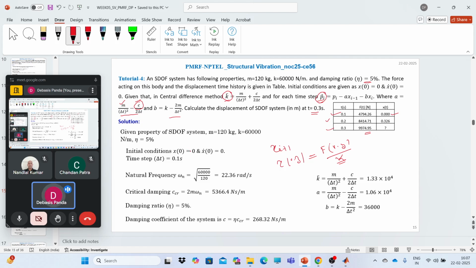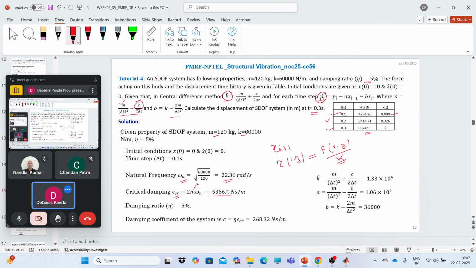So here all the properties are provided. Mass is provided, stiffness is provided, so we can easily calculate the natural frequency, which is nothing but the square root of k by m. So it comes as 22.36 rad per second. That means it's the natural circular frequency. Now critical damping, c critical, we know it's nothing but twice m omega n. So we have mass as 120 kg, omega n as 22.36 rad per second. If we multiply it, we will get 5366.4 Newton second per meter.